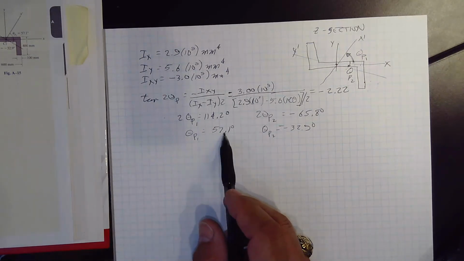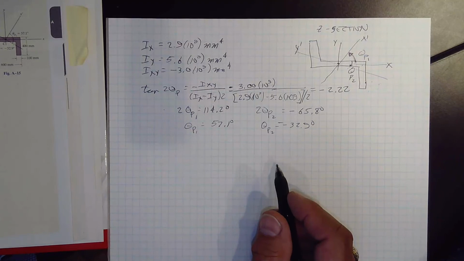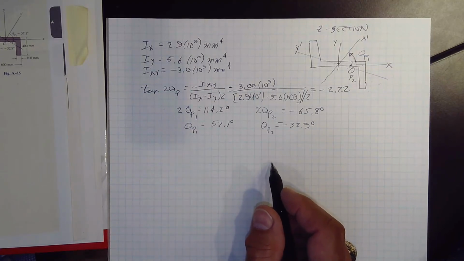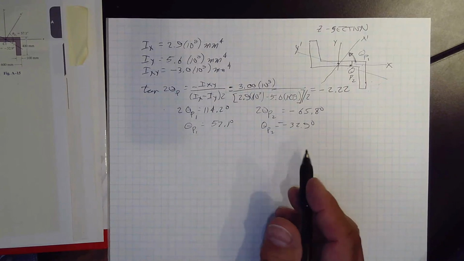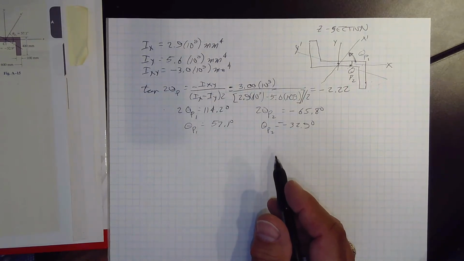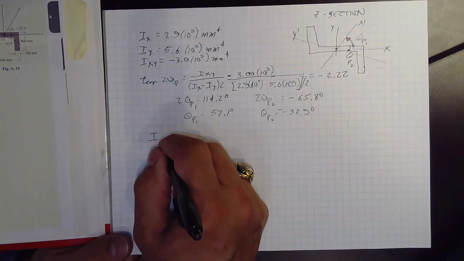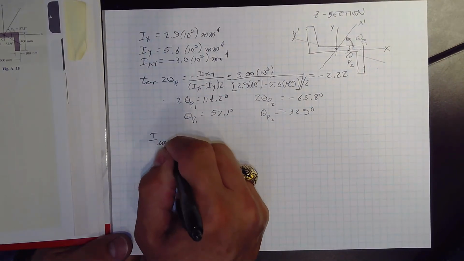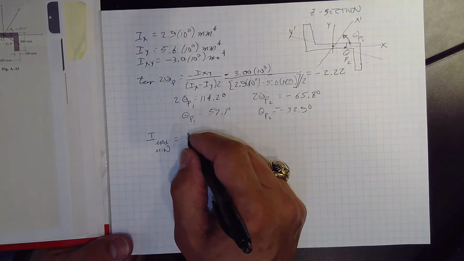Because 57.1 minus 90 is 32.9. Okay. Now, what are the values? So we know where the axes are. What are the values? Well, we'd go back and say that I max/min is going to be equal to I_XY, right?